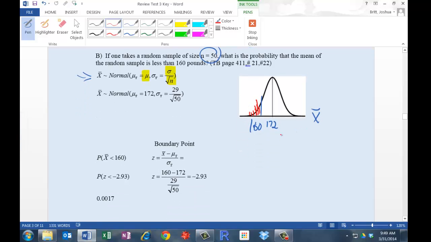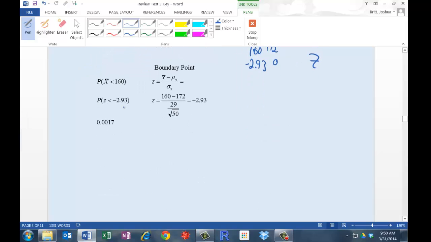So again, we have to convert, x minus the mean over sigma. So x is 160, our boundary point, minus the mean, 172, over the standard deviation, sigma over square root of n. And we get minus 2.93. So minus 2.93 goes to 0. This becomes z. And then we look this up in table 5.